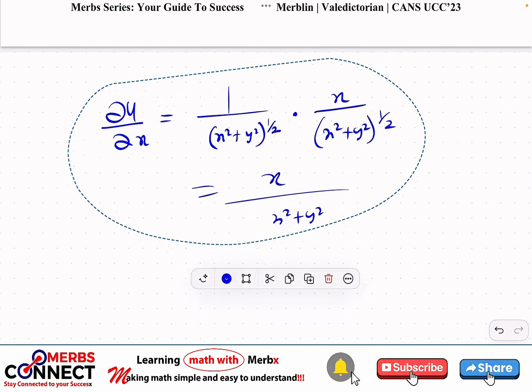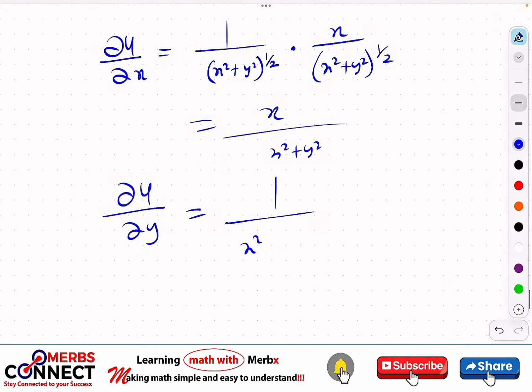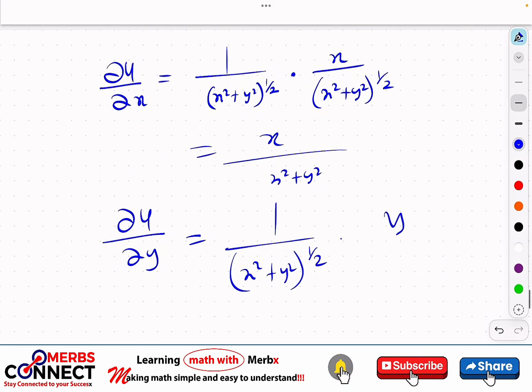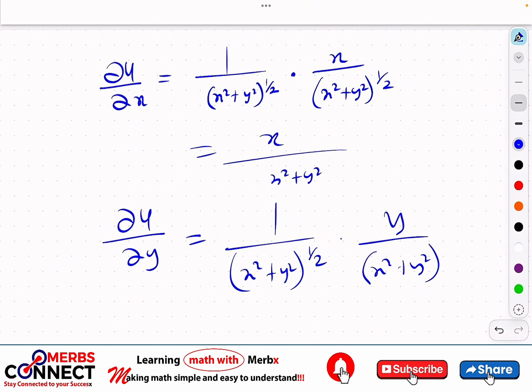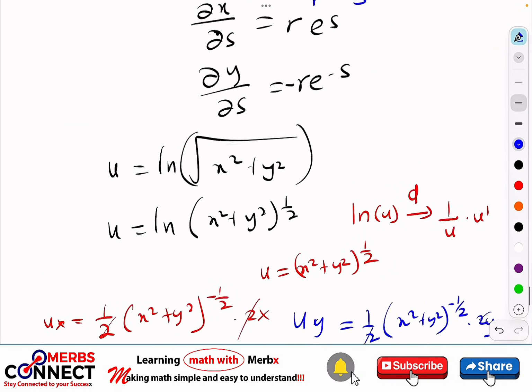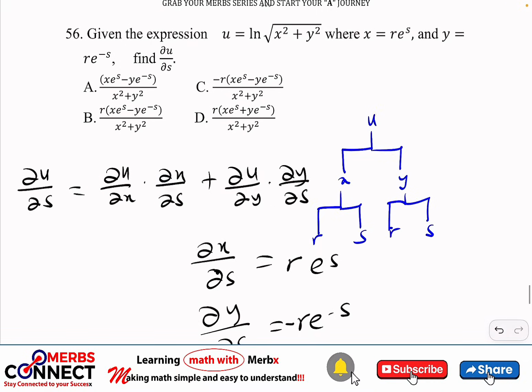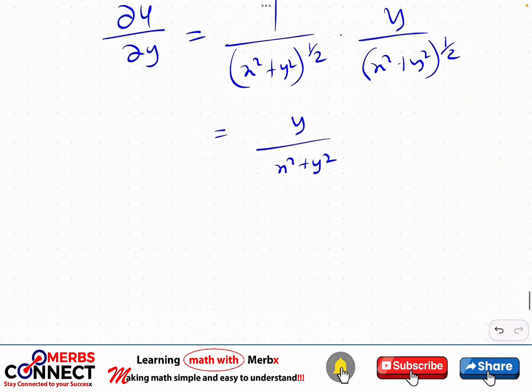Nice for this guy. Now let's go partial of u with respect to y. This is also the same thing. 1 divided by (x squared plus y squared) to the power 1 over 2 times, but that one we had this y divided by (x squared plus y squared) to the power 1 over 2. So this is also going to give us the same thing, but this is going to be y divided by x squared plus y squared. So what are we going to do? We are going to multiply this by this. But let's look at our answer here. Our answer is in terms of s and y and s, x, y, and x. So let's see.